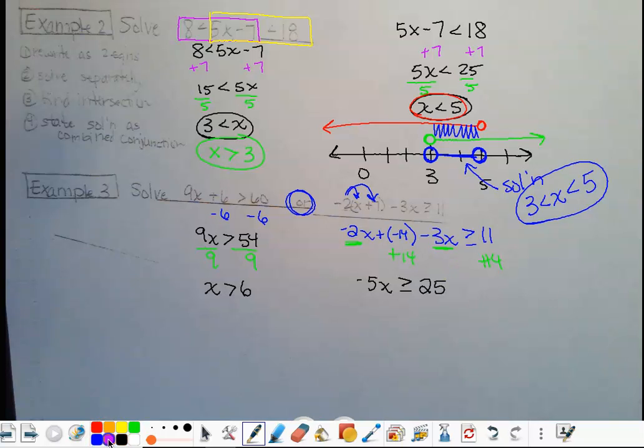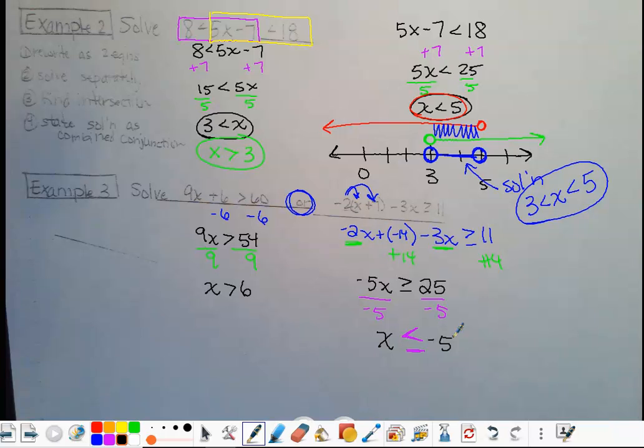Okay. Then I'm going to divide by negative 5 on both sides. Remember, that's going to make my sign flip. I'm going to go ahead and flip my sign to be a less than or equal to, because it's a negative number. So that's going to give me x is less than or equal to 25 divided by negative 5 is negative 5, because I flipped my sign.